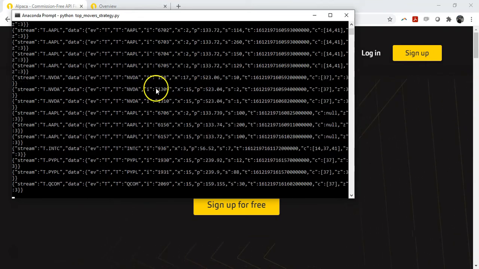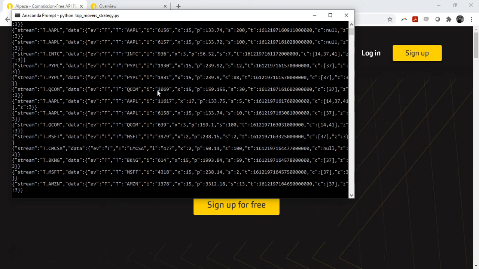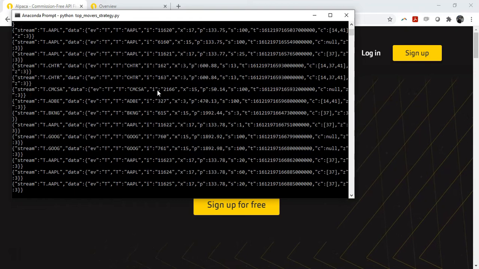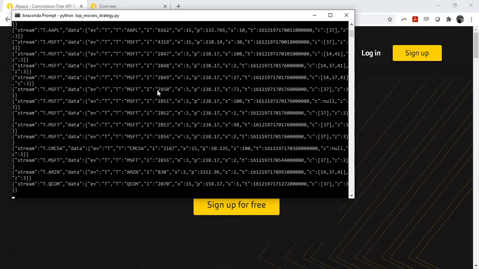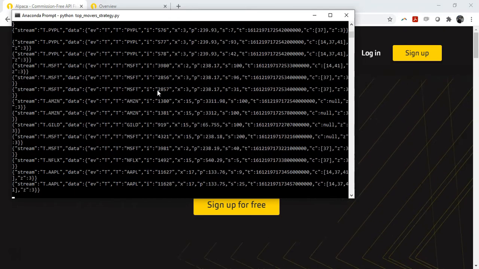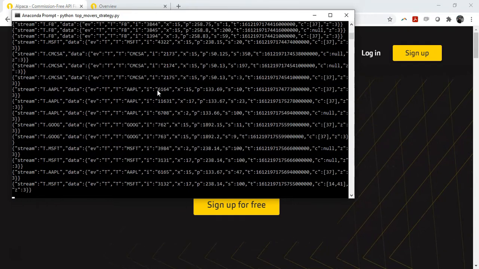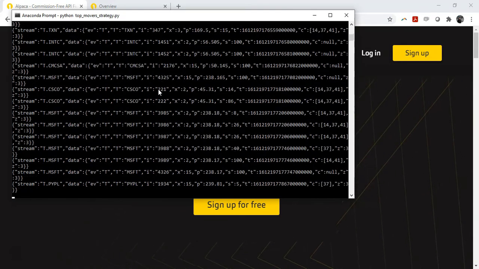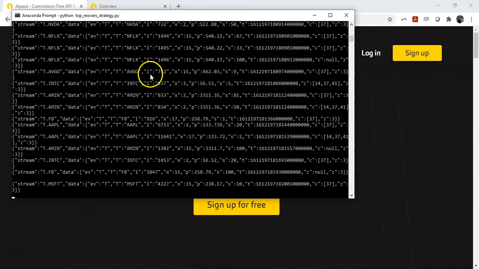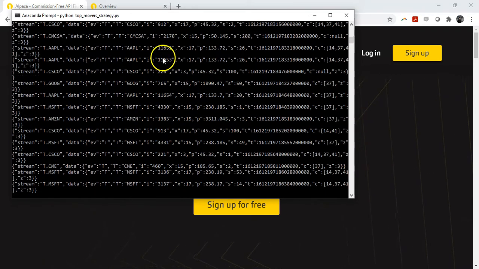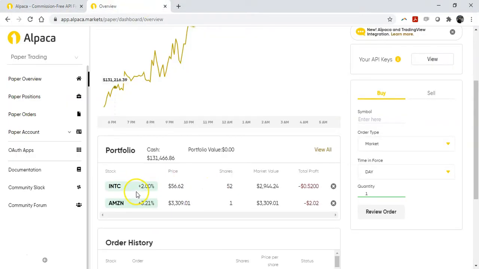And you can see that we are now streaming data, and in the background there is a lot of calculation happening. We are calculating and scanning which are the top gainers and losers, and accordingly we are placing trades. Let me take you to my Alpaca account and show you how live trading is taking place. And you can see that our algorithm is now placing trades.